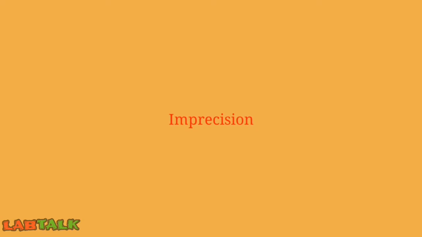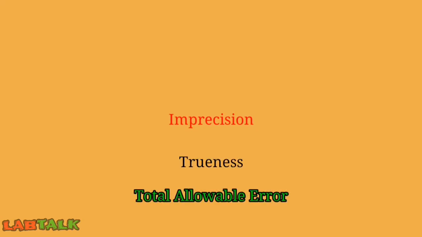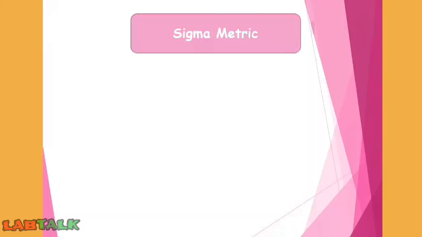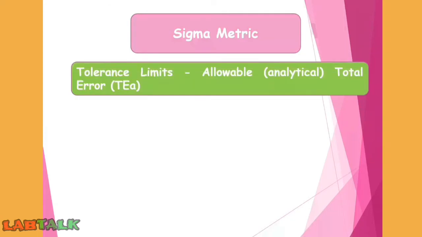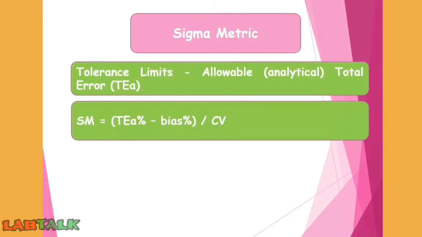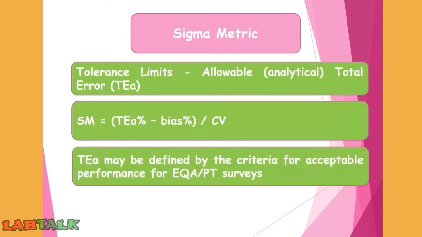So we do not have any easy comparative value against which we judge the test result. So we are dependent on the data which we are already collecting, which is in terms of imprecision, trueness and total allowable error. The sigma metric can be calculated using the formula: sigma metric is equal to total allowable error minus bias divided by the standard deviation or CV percentage. So the sigma metric will be calculated as total allowable error in percent minus bias in percent divided by the CV percentage. How to determine values for each of these parameters, we will see one by one.